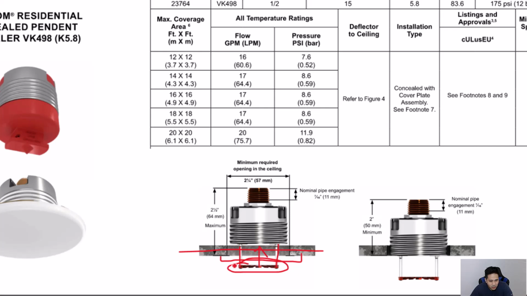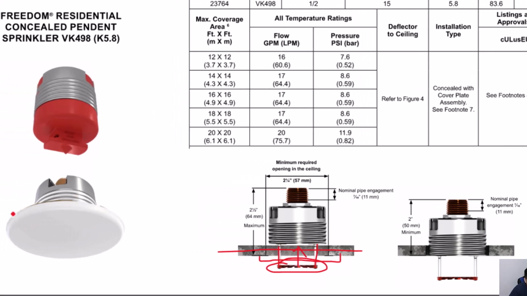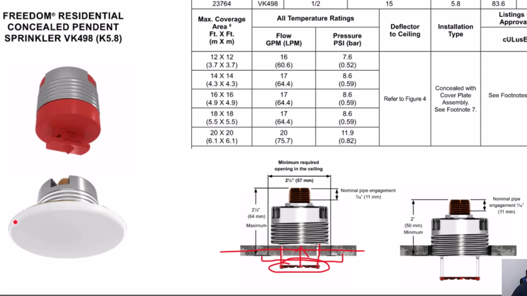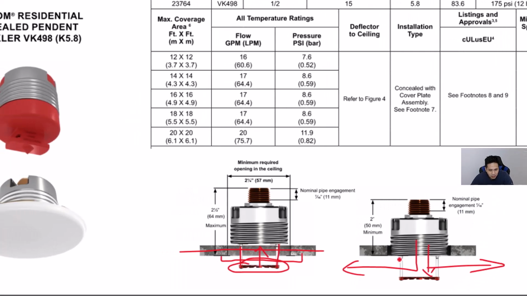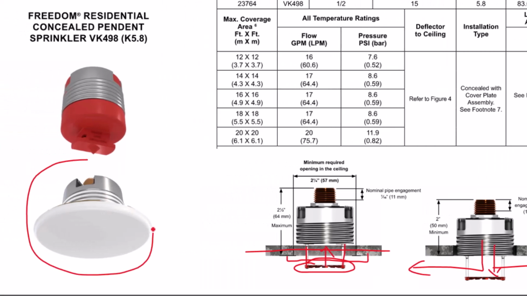So when there's a fire, it basically melts the solder, the fusible link, that's basically holding up this cap. This cap will fall off, and then this deflector would basically slide down, which would then allow the water to hit it and basically spread along the bottom of the ceiling. So that's generally how this concealed pendant works.